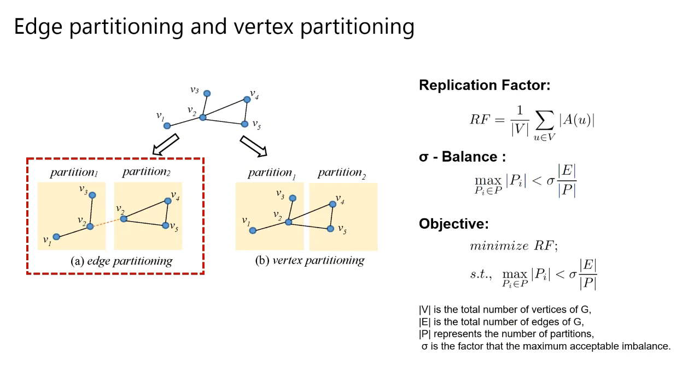The objective is to minimize the replication factor, and at the same time we would like to maintain load balancing. The replication factor is defined as the total number of replicated vertices divided by the total number of vertices in the graph.